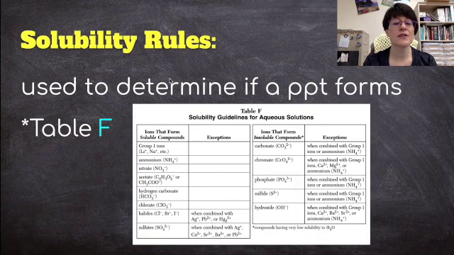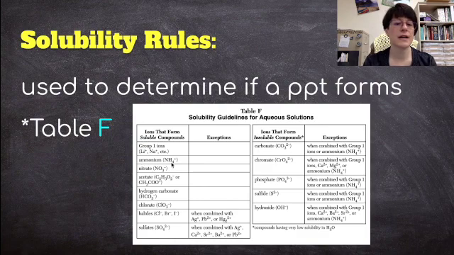We use the solubility rules to determine if a precipitate will form because gas and water are more obvious, but it can be difficult to see if a precipitate forms. So that is table F in your reference tables. And you can see here on the left-hand side, it says ions that form soluble compounds. So all group 1 ions are soluble. So if this is one of the products, we have to see what the other product is, and if it's soluble, it will not form.